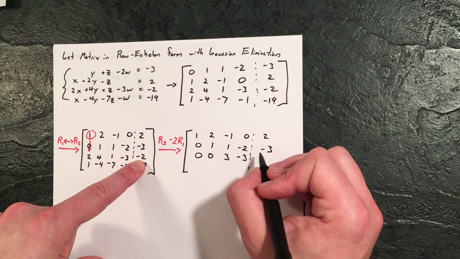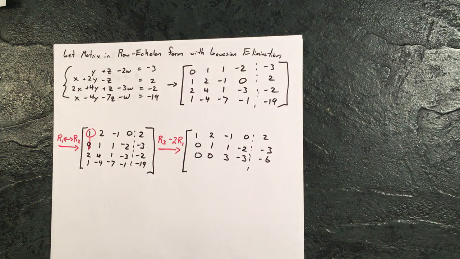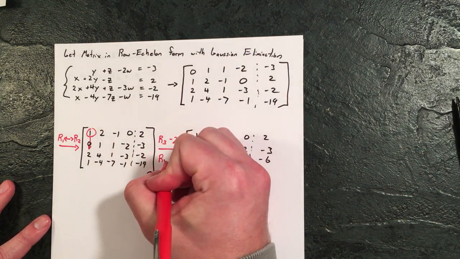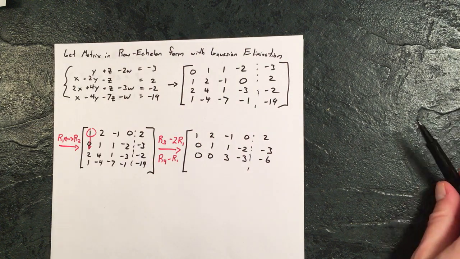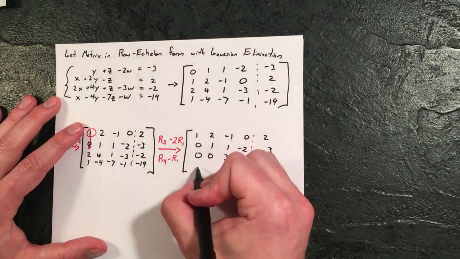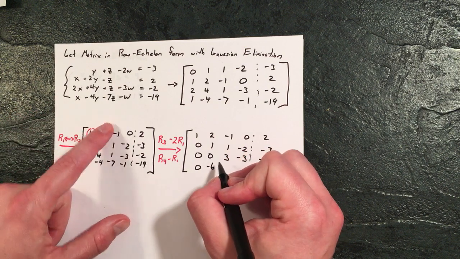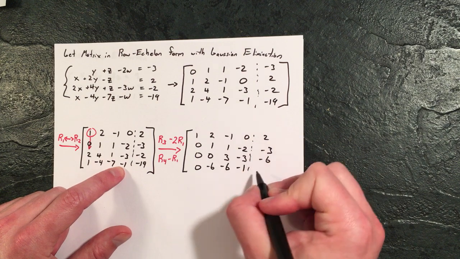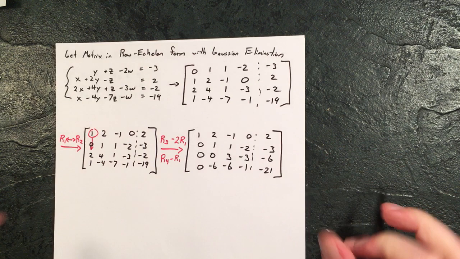minus 6. Great. Let's do the same thing here. We want to change row 4. So row 4, and let's subtract row 1. 1 minus 1 is 0. Negative 4 minus 2 is negative 6. That's like a plus 1. Negative 1. Negative 21.